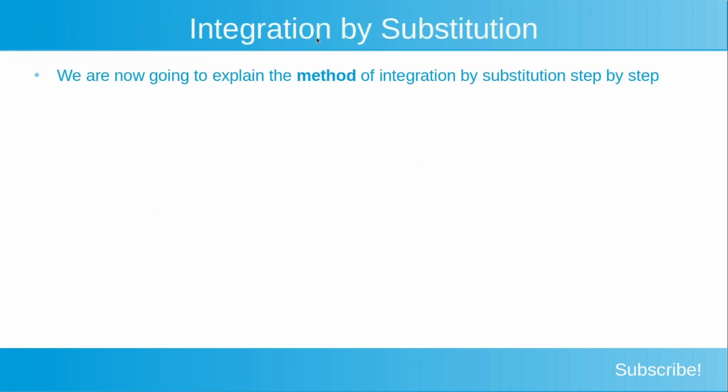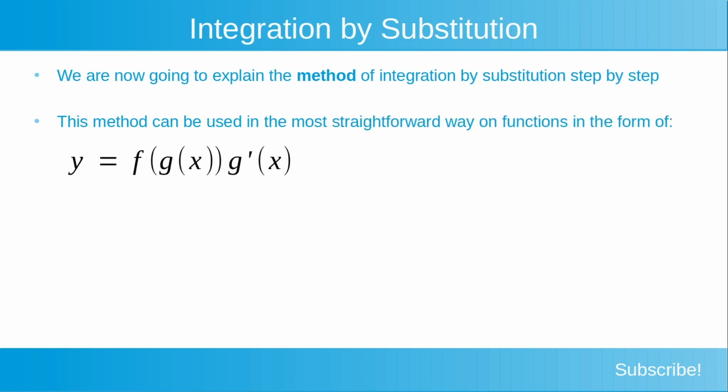We're now going to explain the method of integration by substitution step by step. This method can be used in the most straightforward way on functions in the form of y is equal to f of g of x, g prime x. Now the substitution method has three main steps.